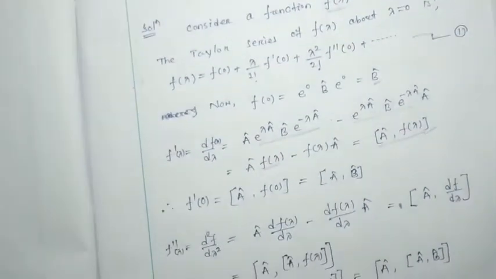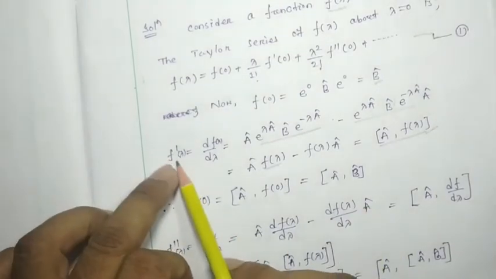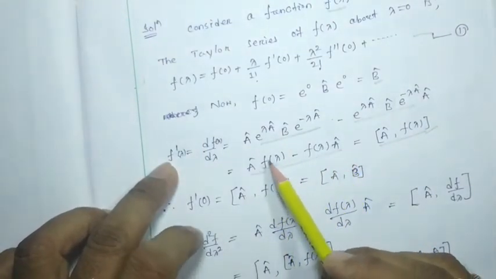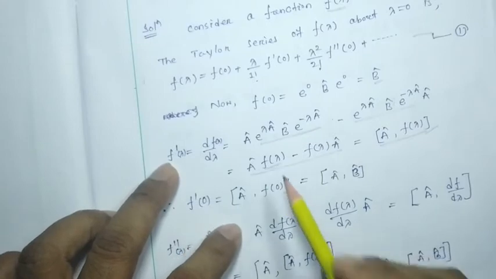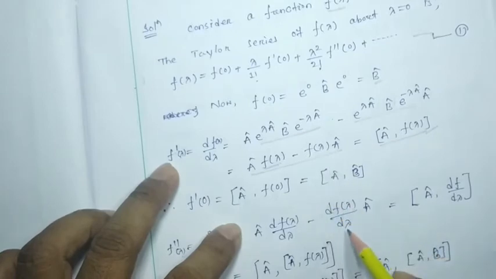Now we have to consider the double derivative of the function f lambda, that is del square f by del lambda square. The first derivative answer we found is this one, and for the second derivative it will be a cap del f lambda by del lambda minus del f lambda by del lambda into a cap.